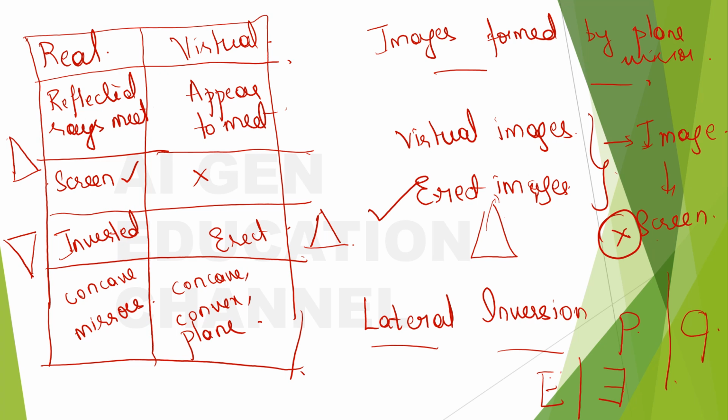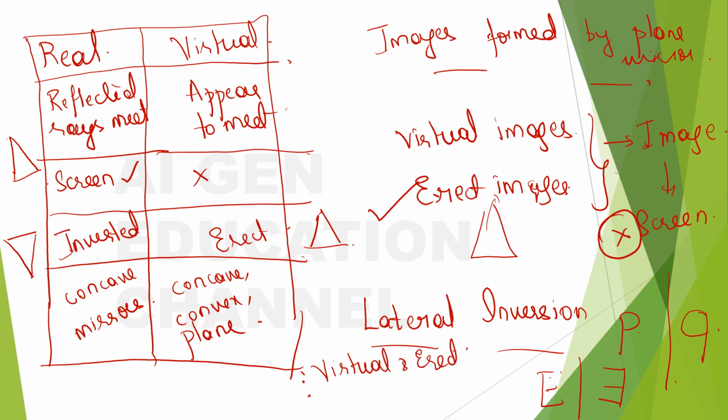So what are the characteristics that can be seen in the image formed by a plane mirror? Tell me, if we have to summarize everything, then you can say that the image formed by a plane mirror is virtual and erect, right? This is the first point that we have seen.